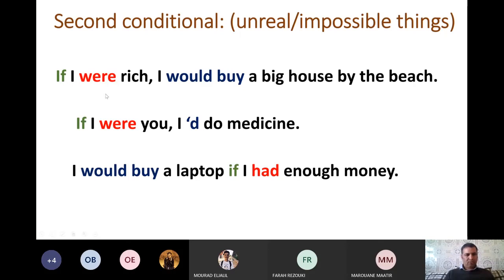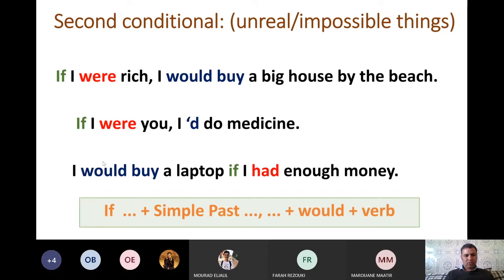So we have if plus verb in the simple past plus would plus verb without to, without infinitive. Okay, so this is the rule. If plus subject plus verb in the simple past, plus subject plus would plus verb. Like here, if, were, this is simple past. I'd, this is short for I would. We can write it complete, would, or contracted form, apostrophe d, I'd, I would, plus verb. Also here, if plus were, this is past simple, plus would plus buy.